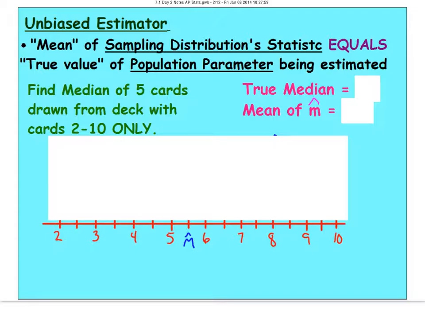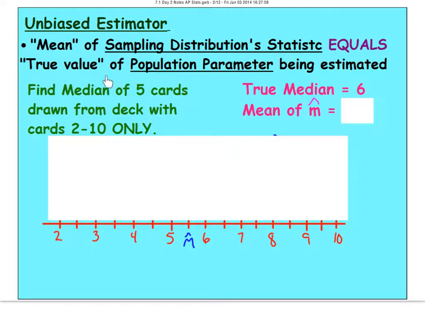So let's reference the simulation you did about the deck of cards. Remember, we shuffled the deck of cards and picked 5 cards and computed the median from that. Was that considered an unbiased estimator of our population of cards? Well, the true median of the deck of cards, if you put the cards in order, the median of the true population is the card number 6. So that's the median of our deck of cards. This is assuming we only use the cards 2 through 10, by the way, so we're going to get rid of the face cards and the aces.